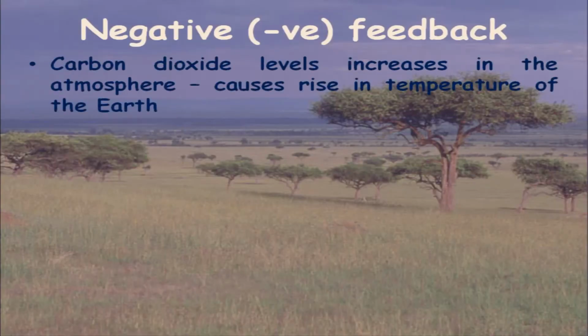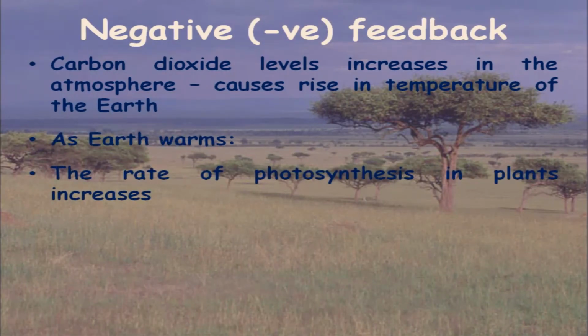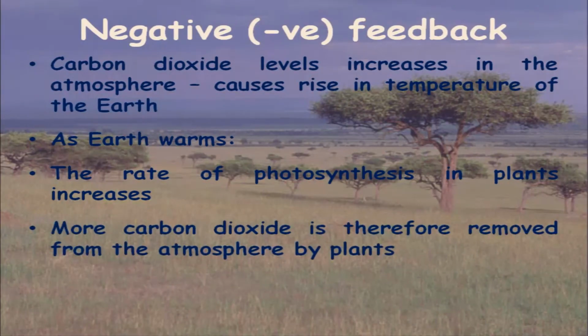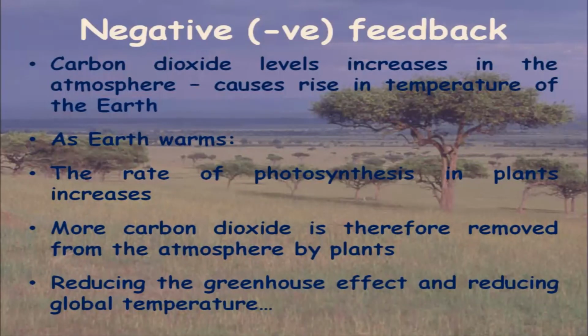Now, this is an example. As carbon dioxide levels increase in the atmosphere, it causes a rise in the temperature of the earth. As the earth warms, the rate of photosynthesis in plants increases. More carbon dioxide is therefore removed from the atmosphere by plants, reducing the greenhouse effect and reducing global temperature. So, this has become a negative feedback because it has reduced the global temperature.